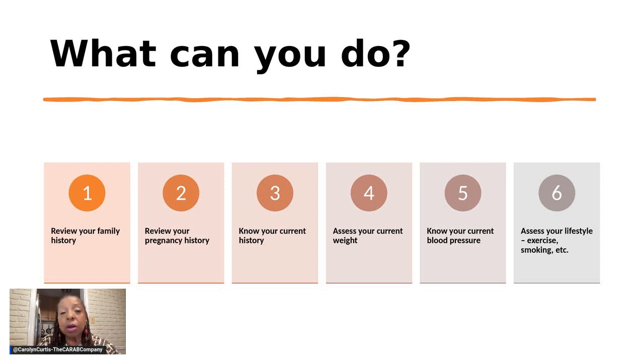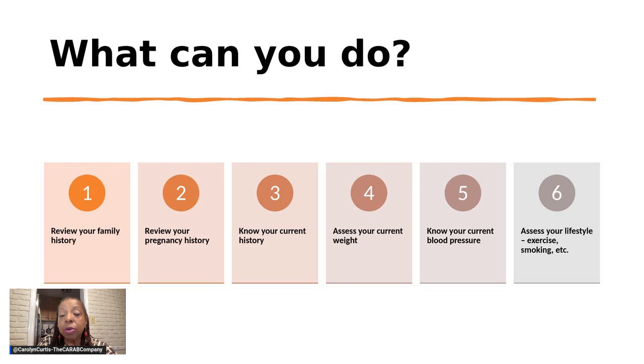So as we look at all of this, the question is, what can you do? As you prepare for your preconception visit, once again, you want to review and know your family history. You want to review your pregnancy history if you've had a pregnancy prior to this one. What happened? Were there any problems with your blood pressure during that pregnancy or previous pregnancies? Were you diagnosed with preeclampsia? You need to know your current history. What about your current weight?